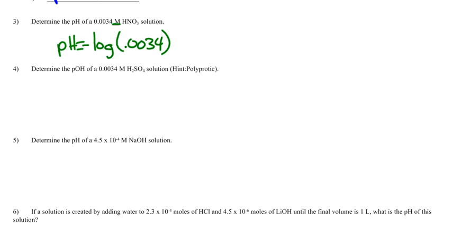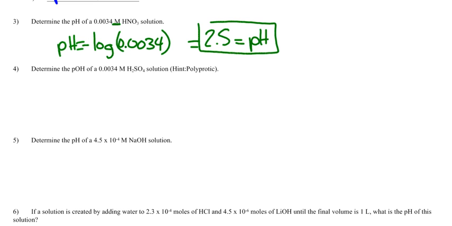0.0034. Now, I'm going to look at my significant figures again here. If I got 0.0034, I look on my formula chart, it tells me that leading zeros are insignificant. They don't count, so I only have two significant figures. So when I put this into my calculator, I'm going to get a bigger number, but the actual answer is just going to be 2.5 as my pH. Okay?